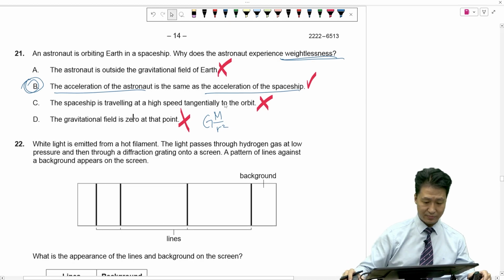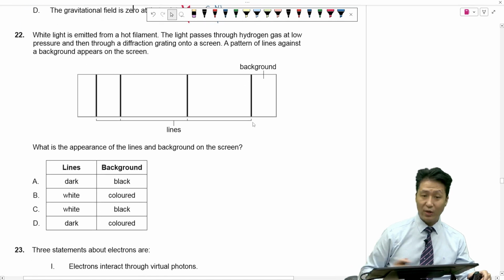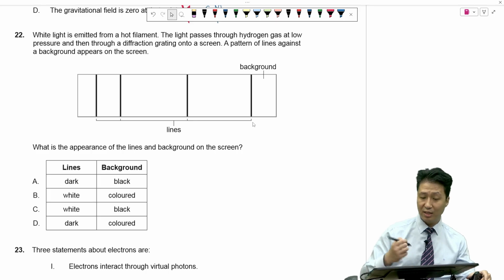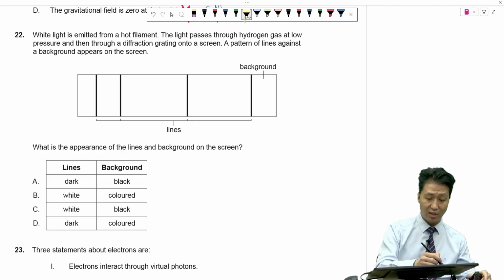Number 22. White light is emitted from a hot filament. The light passes through hydrogen gas at low pressure and then through a diffraction grating onto a screen. A pattern of lines against the background appears on the screen. What is the appearance of the lines and background on the screen? And you have 2 choices for each. Lines either dark or white. The background is either black or colored.